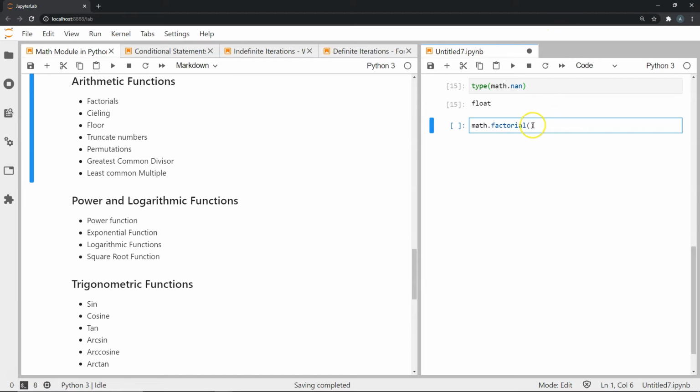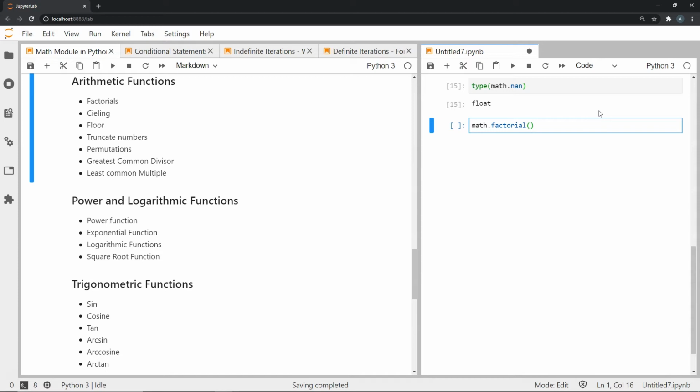Now what we pass in between the parentheses will be what we calculate the factorial for. As you know, factorial is always for a positive integer, and the factorial for, say, the number 10 would mean 10 times 9 times 8 times 7, and so on until the number 1. Obviously, factorial is only defined for positive integers. It is not defined for negative values, and it's also not defined for decimal values.